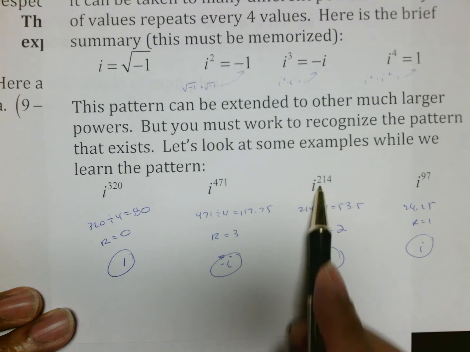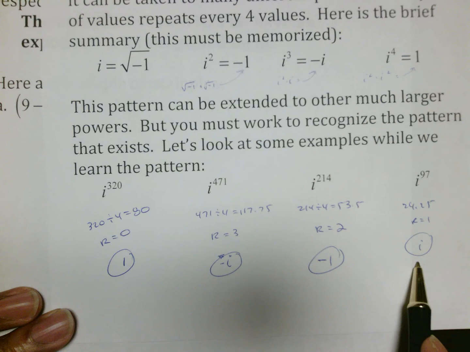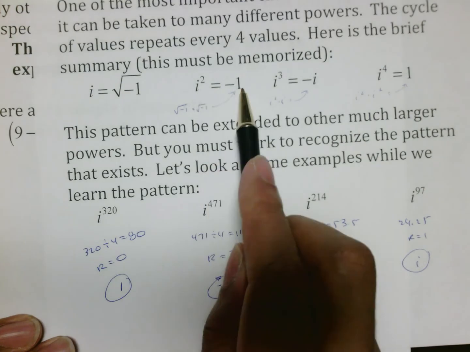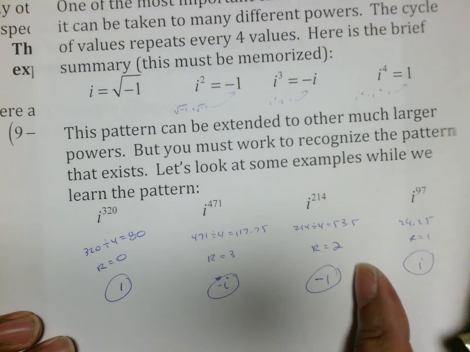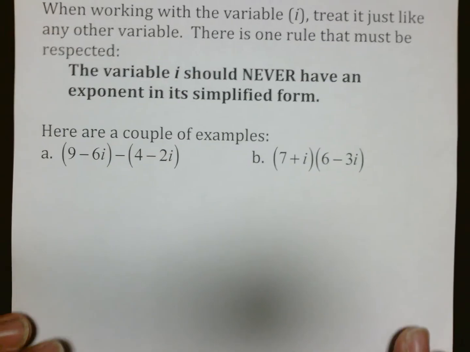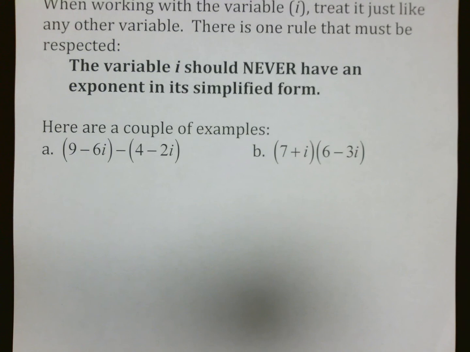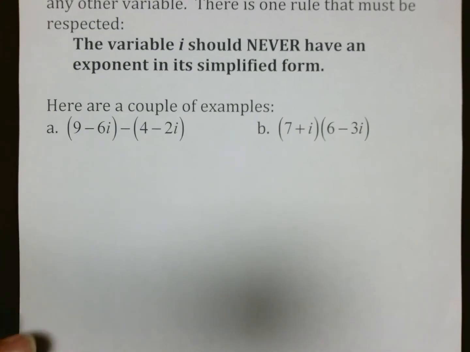i to the 214th turned into a negative number. i to the 97th turned into i. i squared turns into a number. i to the 3rd turns into an i, and i to the 4th turns into a number. So at no point, if you're dealing with i, an actual imaginary number, should you ever have anything with i going to a power. And as long as you respect that and simplify everything, you will be fine.